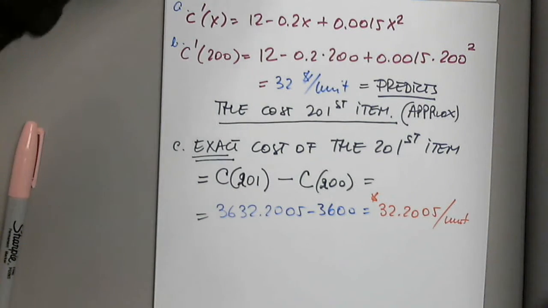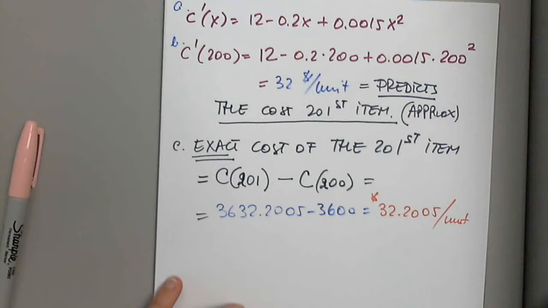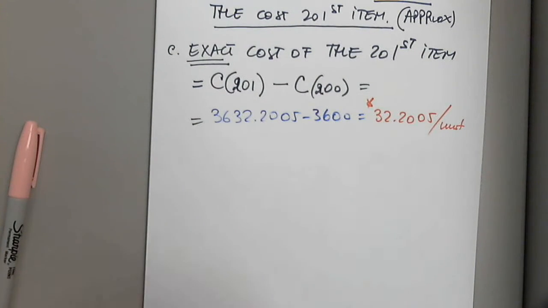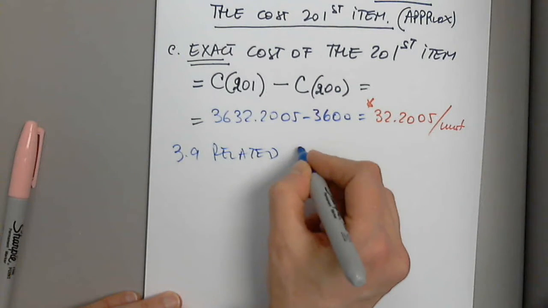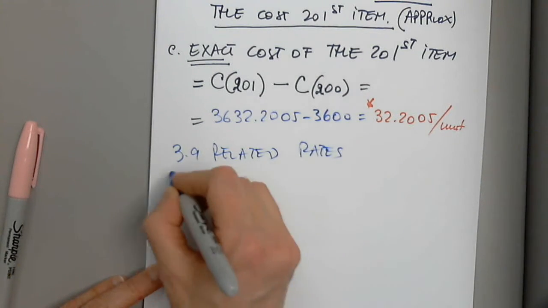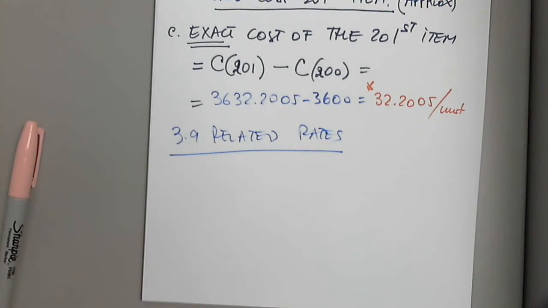Okay, our next section is not 3.8, but it's 3.9. Related rates. We're going to spend some time on related rates. So I'm assuming today and possibly one more session, or at least another half of session. It's a very wide topic.